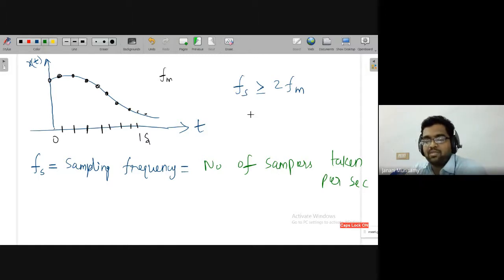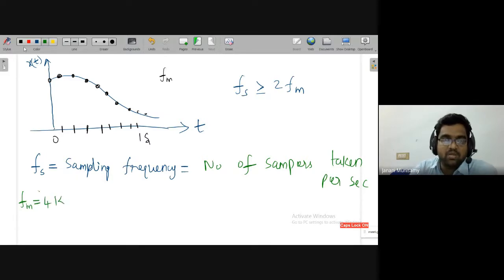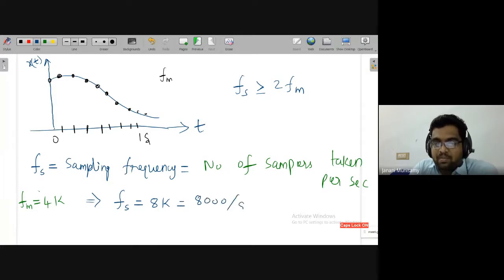Okay, so Fs. Say for example, if Fm is 4 kilohertz, for a voice signal, I am restricting my maximum frequency to 4 kilohertz. That means Fs must be 8K. So what is the idea here? I have to take 8,000 samples per second. In 1 second, I have to take 8,000 samples, 8K samples.